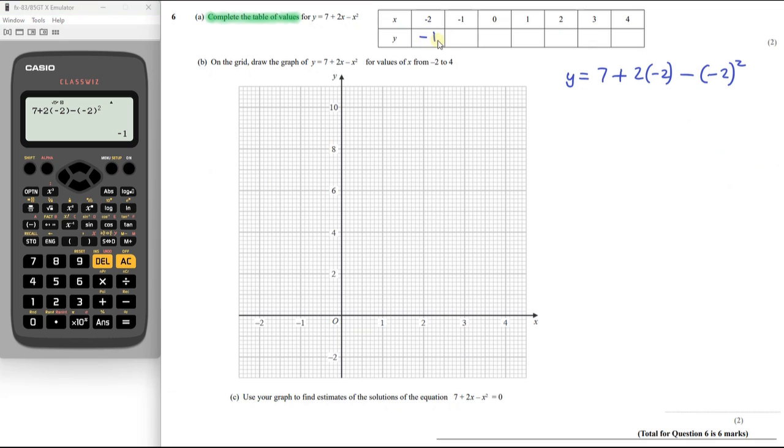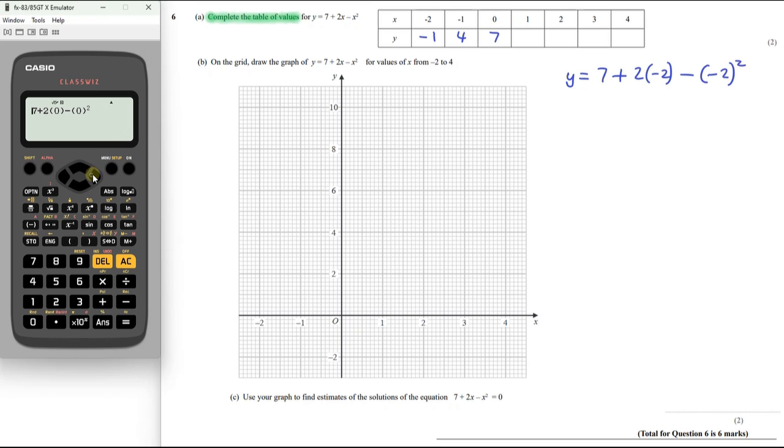So we get -1. Now, all I need to do is go back into my calculator. Don't delete anything. Wherever it says -2, just delete that and put -1. Okay, very simple to do. And then just press equals, and you can see it gives us our value for when x is equal to -1, which is 4. So again, all I need to do is go in, delete -1, put 0, press equals, and it gives me my value for y.